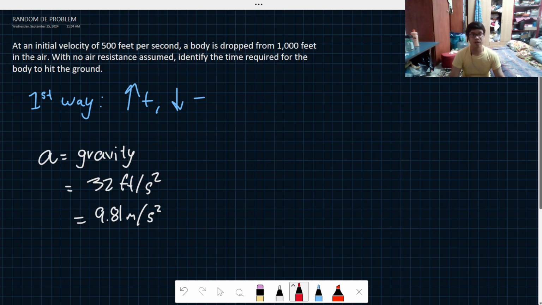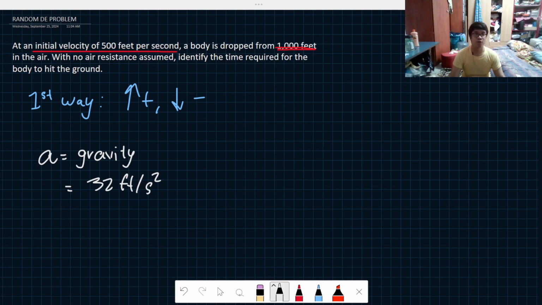Now, the best way is to look at your given. The given has an initial velocity of 500 feet per second. That's one. And then here, initially your body is at 1,000 feet. So if you observe, you have feet, second, feet. That means you're not going to use 9.81 meters per second squared. Rather, you're going to use 32 feet per second squared, because the units have feet and seconds. So therefore, we're going to use this one instead.